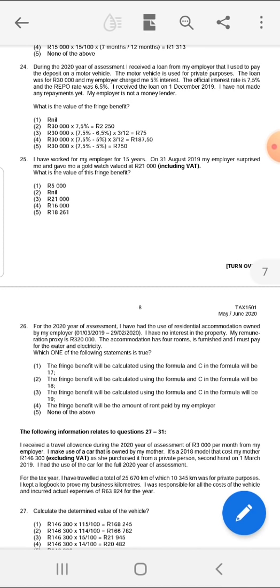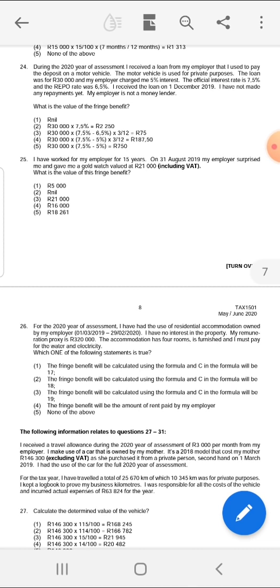During the year of assessment, I received a loan from the employer that I used to pay the deposit on a motor vehicle. The motor vehicle is used for private purposes. The loan was for 30,000 and my employer charged 5% interest. The official interest is 7.5% and the repo rate is 6.5%.